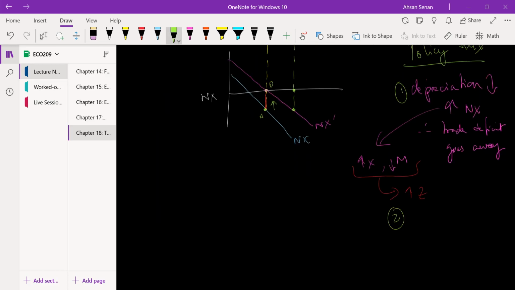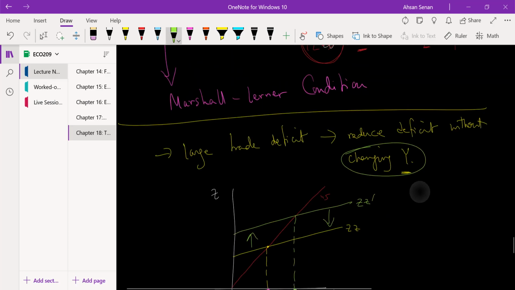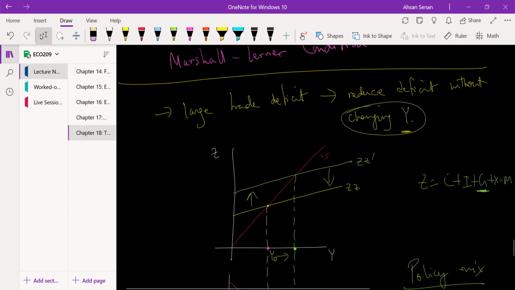Second thing that we do is we implement a contractionary fiscal policy. Or in short, we reduce G. Right? So you guys remember the equation for Z, right? Z equals C plus I plus G plus X minus M. So when we reduce G, what does that mean? Right here, because we're reducing G, we are coming back down to ZZ once again.